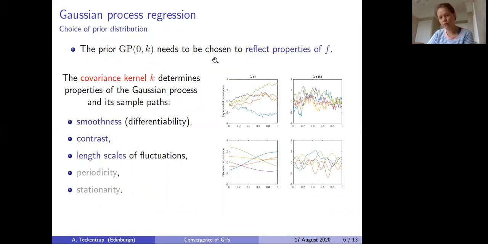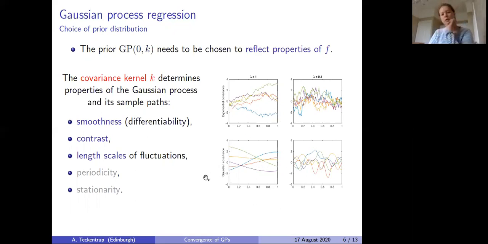In particular, you need to choose the prior so that you get the right properties of f. The covariance kernel k that you choose in your prior is going to determine a lot of properties of the Gaussian process. I've given you a couple of examples here. One thing that it determines is, for example, smoothness. By smoothness, I mean differentiability, how many derivatives the sample paths are going to have, and also the mean function is going to have. So I've given you some examples of processes here.